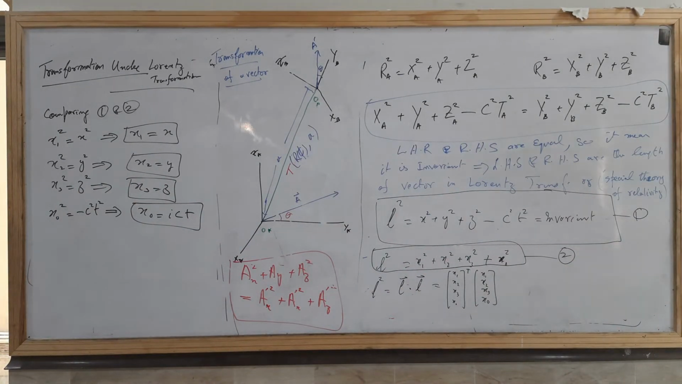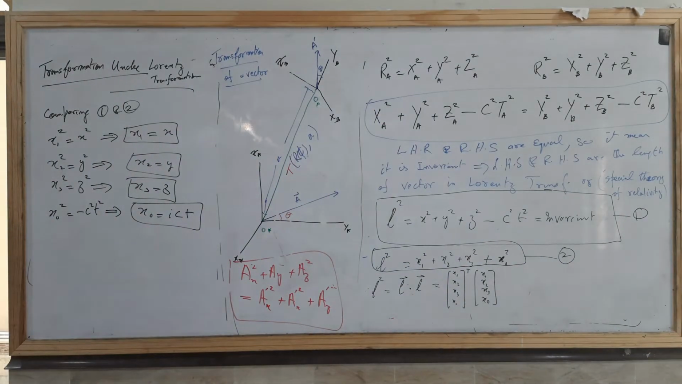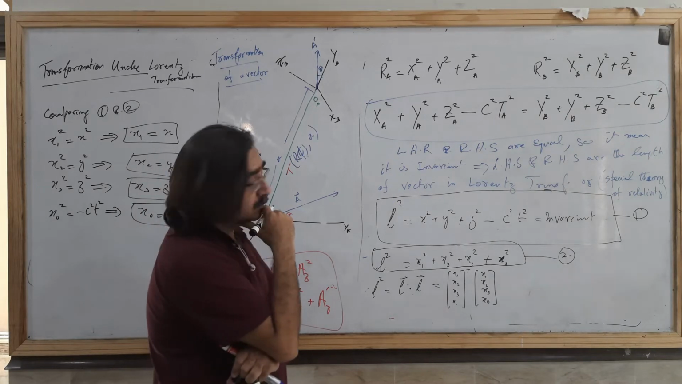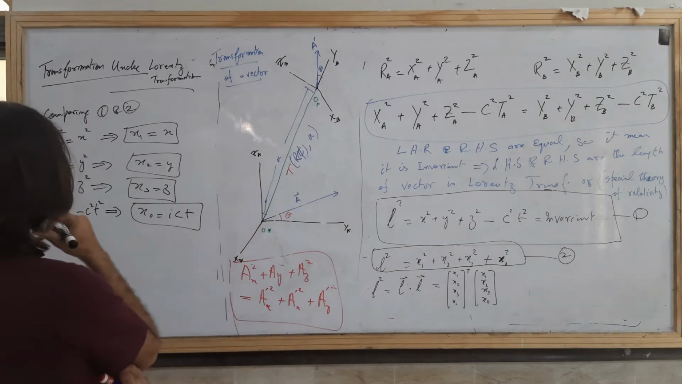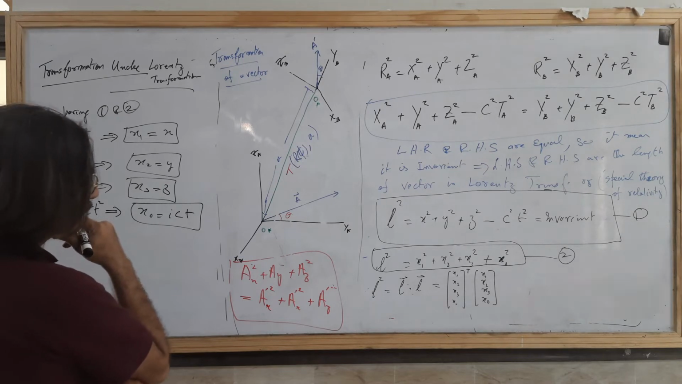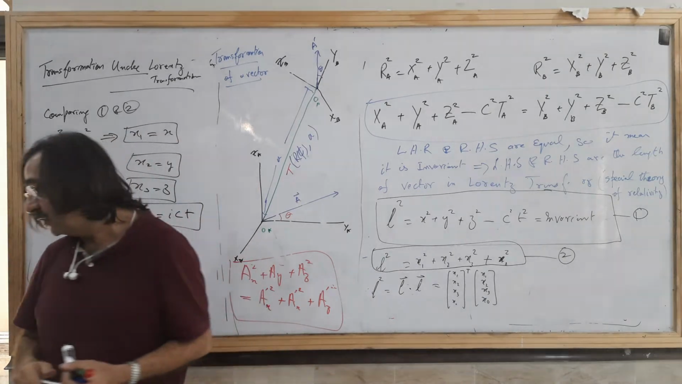So this is a four vector. It means under Lorentz transformation, the vector has four dimensions, and time is not a constant, but is also transformed as a dimension. So this is the result.